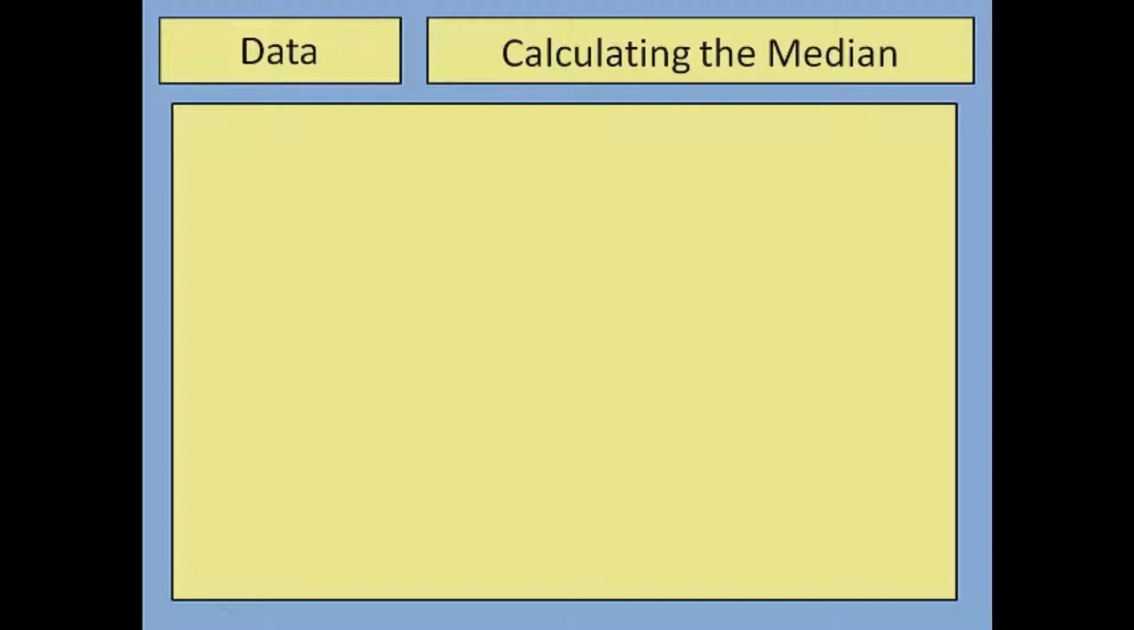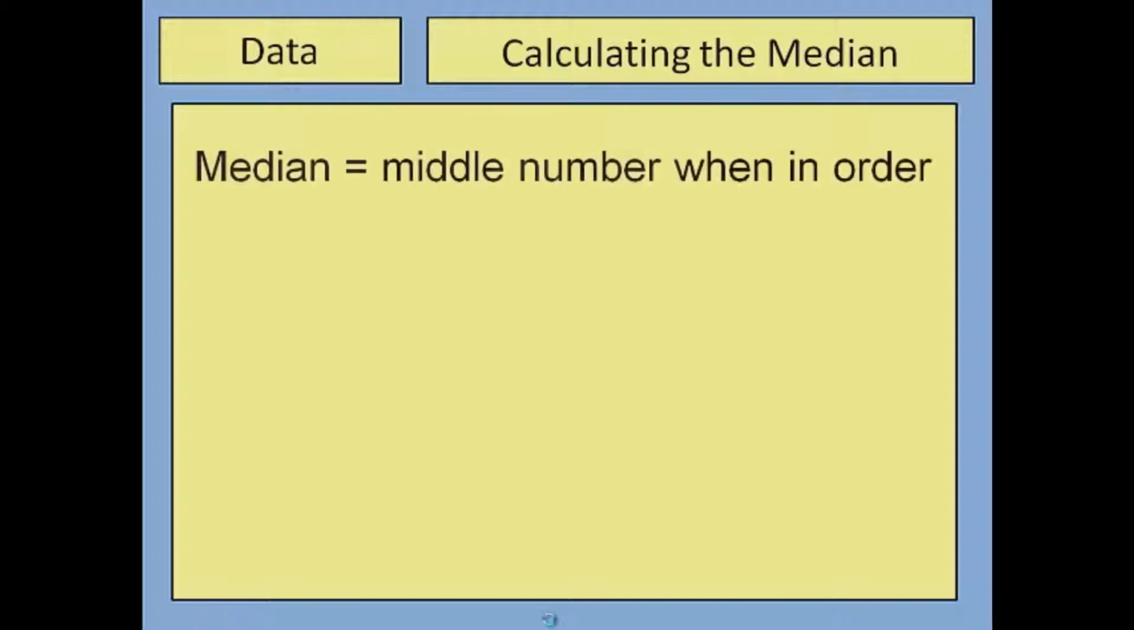In this video we're going to look at calculating the median. The median is an example of an average, and to work it out you need to find the middle number when those numbers are in order. So let's look at this with an example. Here's the numbers 1, 8, 4, 3, 5, 7, 2.